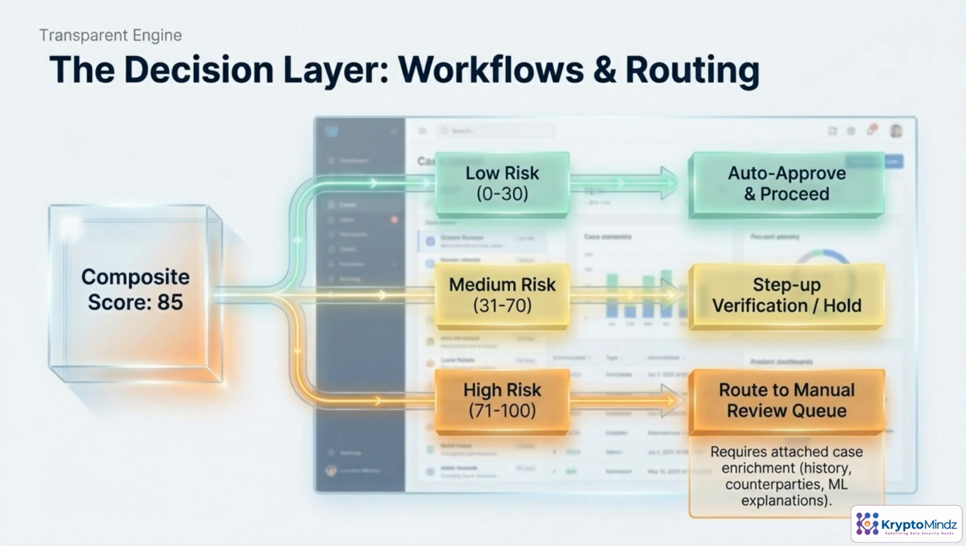A numeric risk score is only useful if it reliably drives different workflows. A transparent decision layer takes that composite score and turns it into explicit actions with clear thresholds. Low scores go straight to auto-approval, maximizing conversion. Medium scores trigger step-up verification or temporary holds, adding friction only where it pays off. High scores must be explainable and enriched, then routed to human review. Design these ranges, actions, and required context as policy, not hard-coded logic.